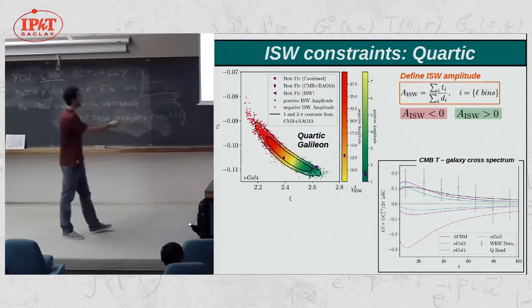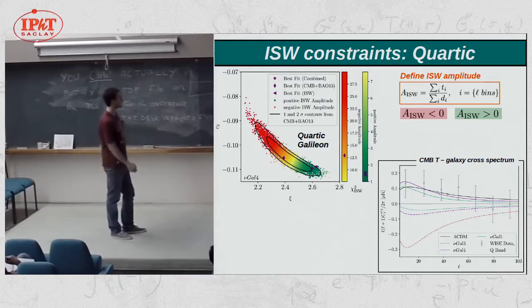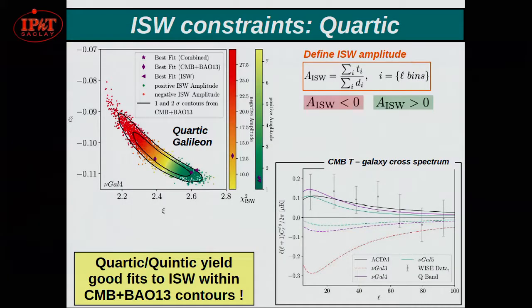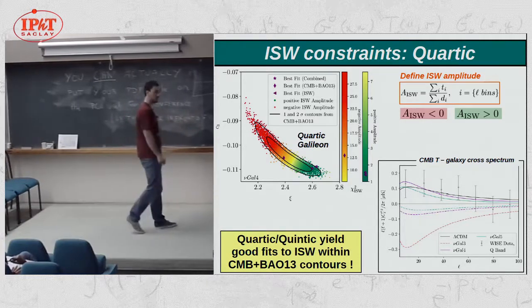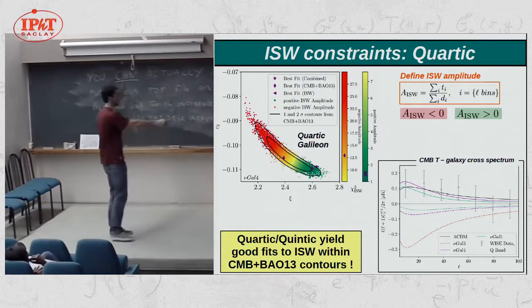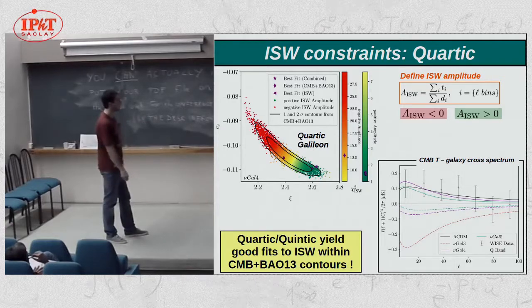As you can see, there are green bits in the corner of these 1 sigma contours, and that's the main takeaway message from this slide: in the quartic and in the quintic, as you'll see in the next slide, there are CMB and BAO compatible parts of the parameter space that also yield good fits to the ISW.